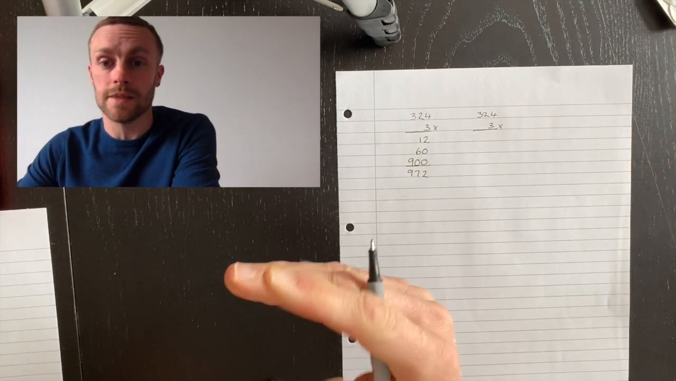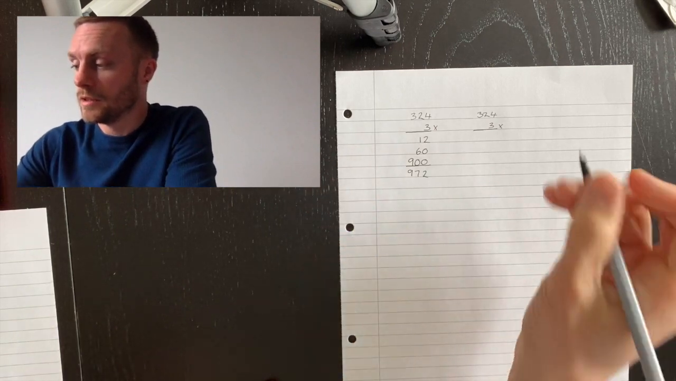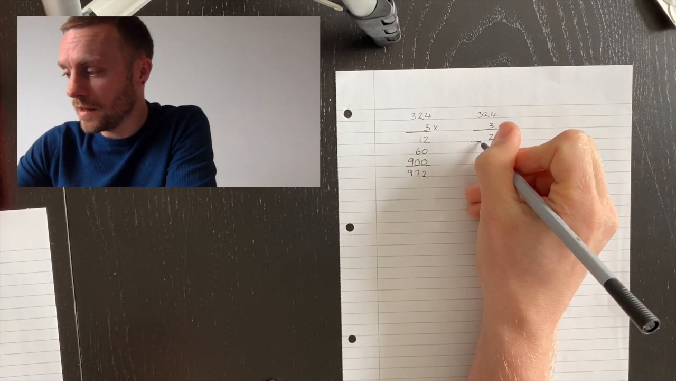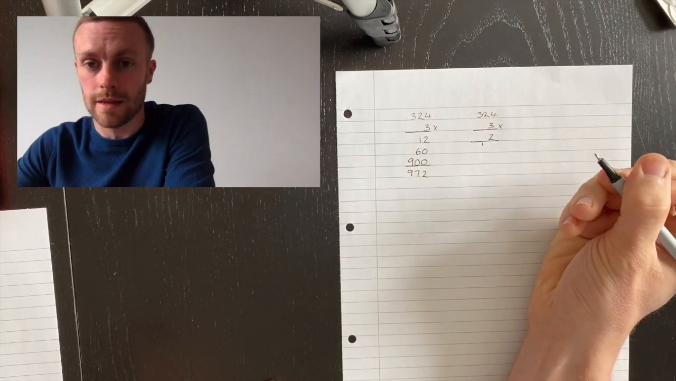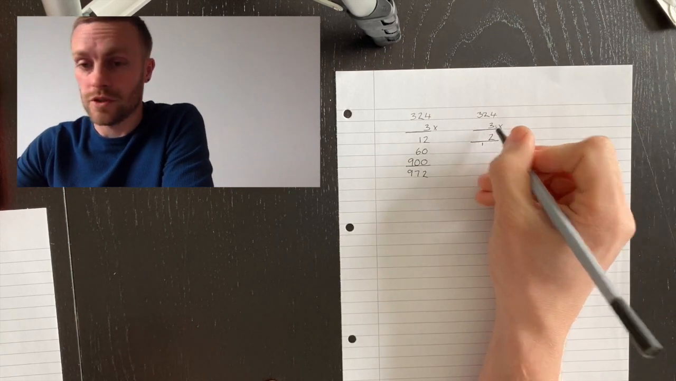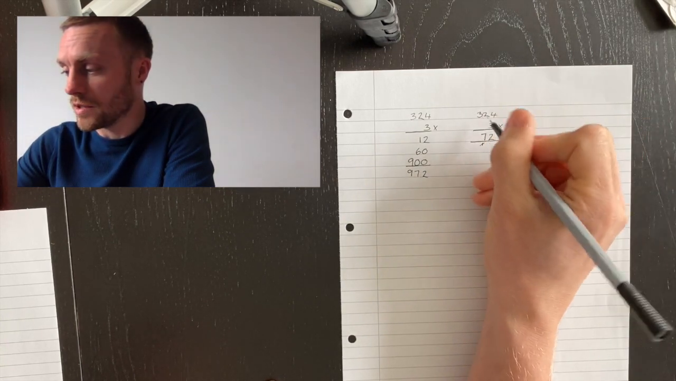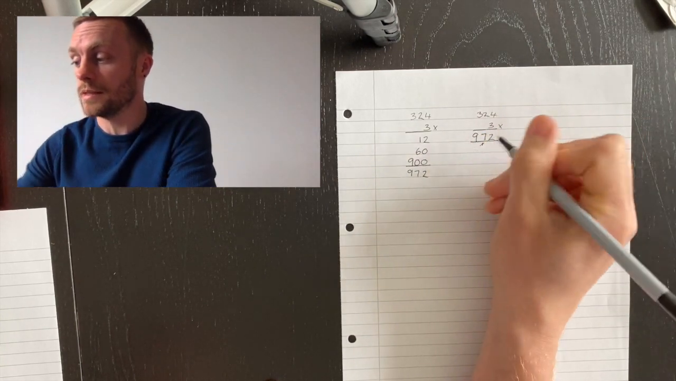It's exactly the same as sums, it's just in a smaller space. So 4 threes are 12. So I'm going to put the 1 underneath my equals line here in the tens column. 20 times 3 is 60. Add this extra 10, 70. 300 times 3 is 900. So I get the same answer.